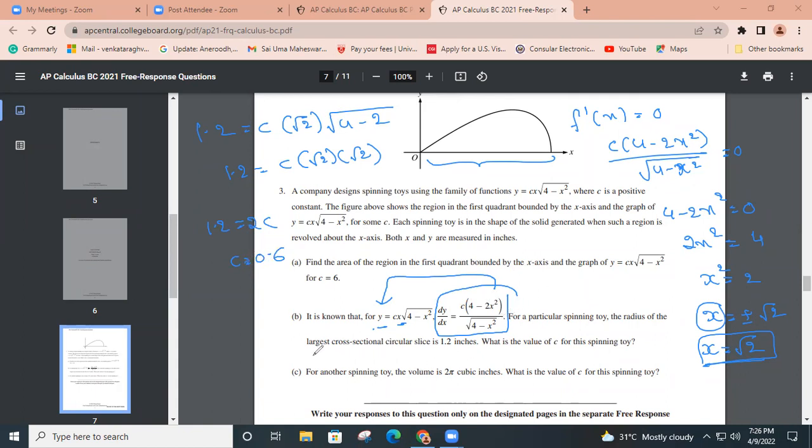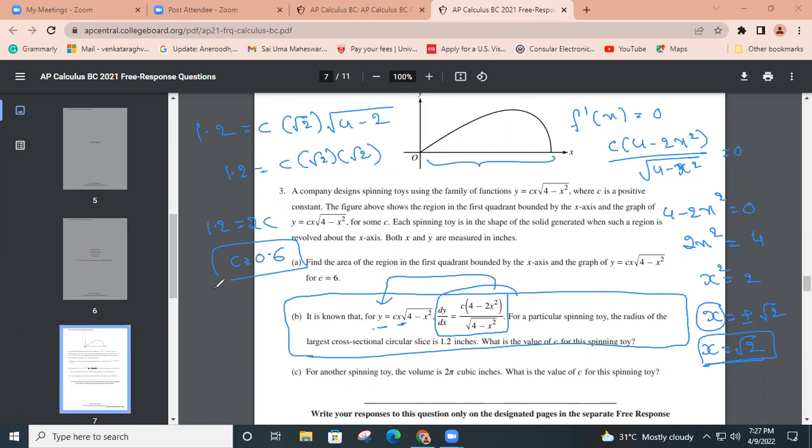So simple. So the value of c for which the radius of the largest cross section is 1.2 should be 0.6. So what is the concept that I need to apply here? The maximum or the minimum occurs at the critical points. Critical points are the points where the derivative is equal to 0 or undefined. For example, if we take the undefined case x is equal to 2, I don't get any value for y, so I'm not taking it. So the only positive value that you're going to get here is x is equal to root 2.